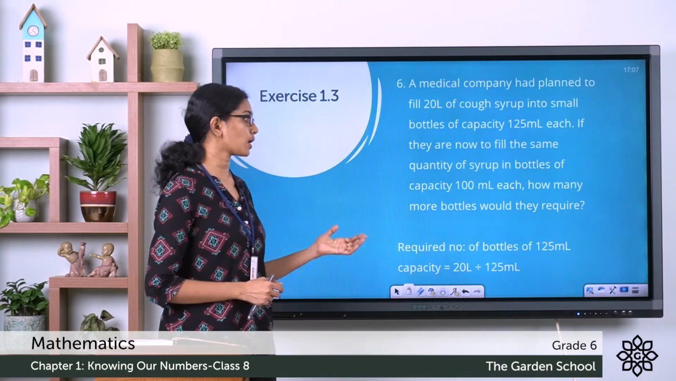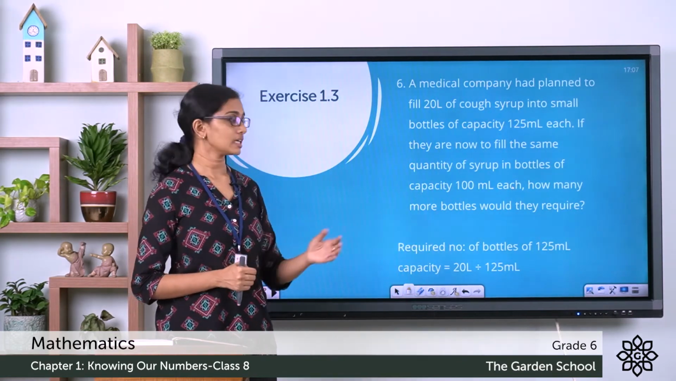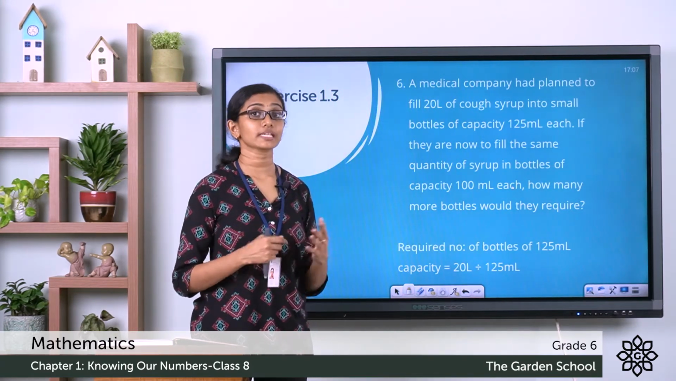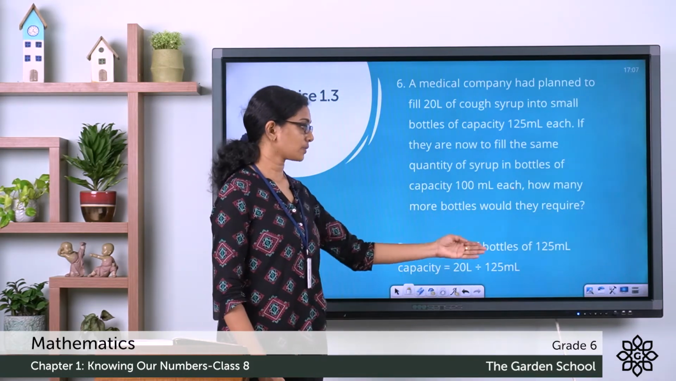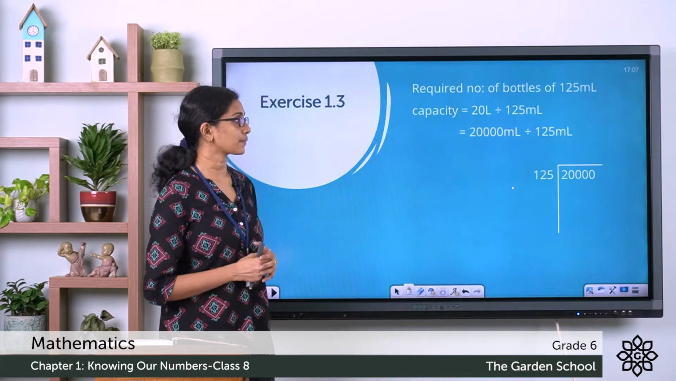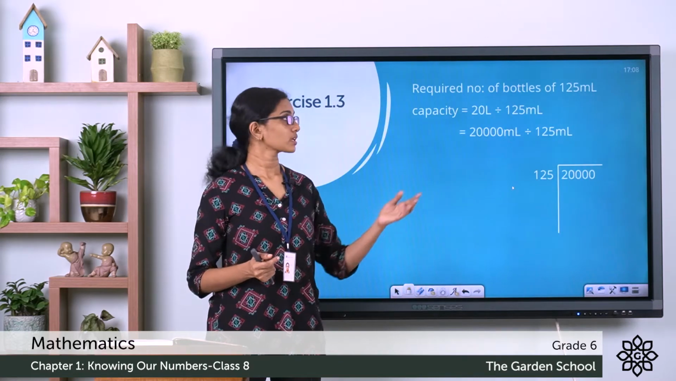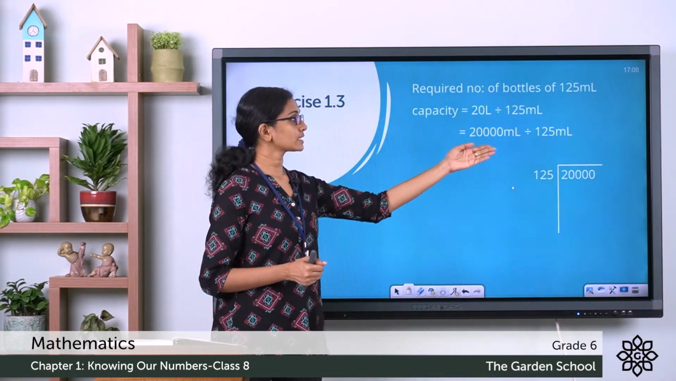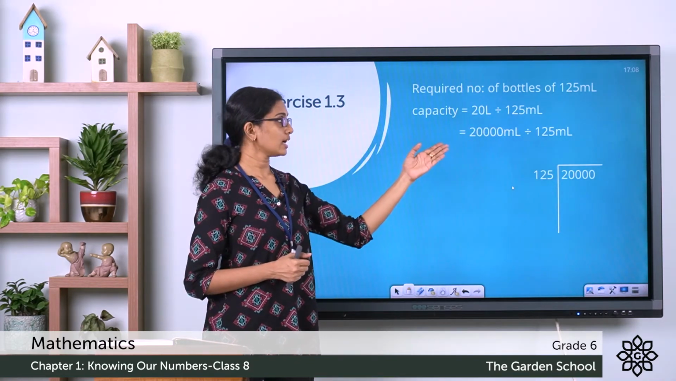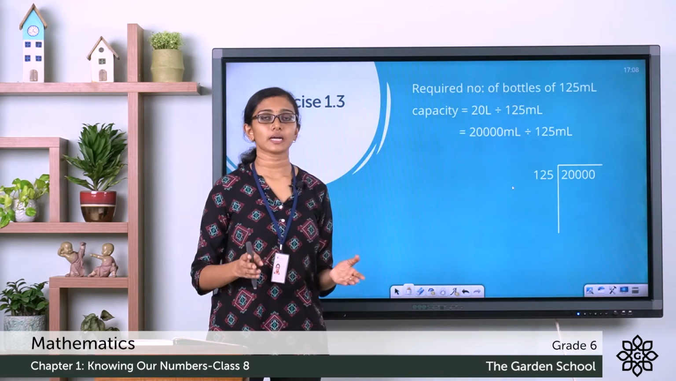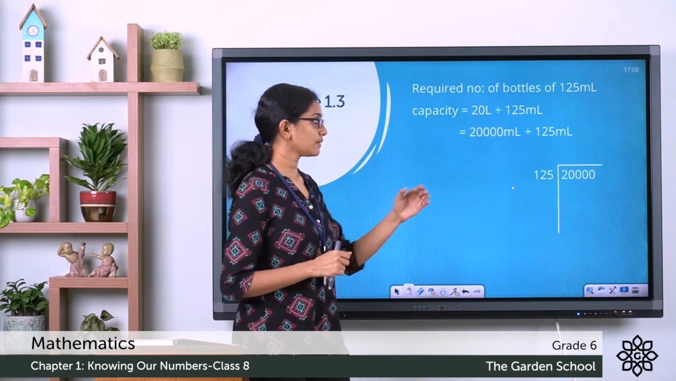Required number of bottles of 125 milliliter capacity is equal to the total quantity of syrup, that is 20 liter, divided by the capacity of each bottle, 125 milliliters. That is 20 liter divided by 125 milliliter. And we know 1000 milliliter equals 1 liter. If that is the case, 20 liter will be equal to 20,000 milliliter, that is 20 into 1000 milliliters. So, here it becomes 20,000 milliliter divided by 125 milliliters. Here we have to do the division in the working column. I have written the numbers here.